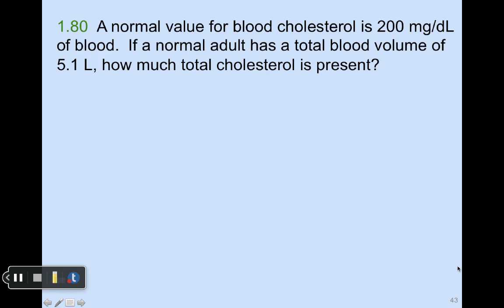One more example for you today. If a person has a normal blood cholesterol value, it should be 200 milligrams per deciliter. If a normal adult has a total volume of 5.1 liters, how much cholesterol is present? How do we set this one up?